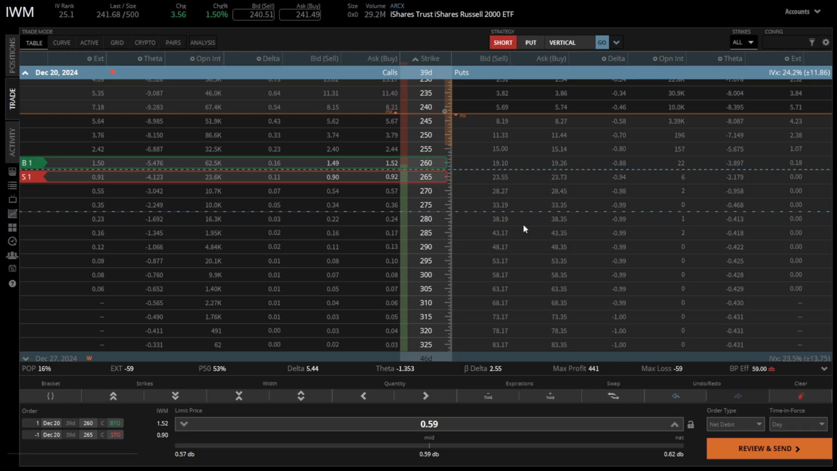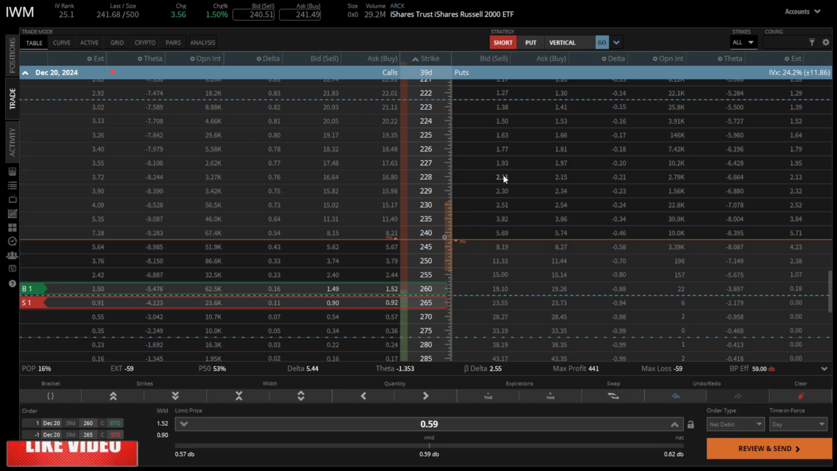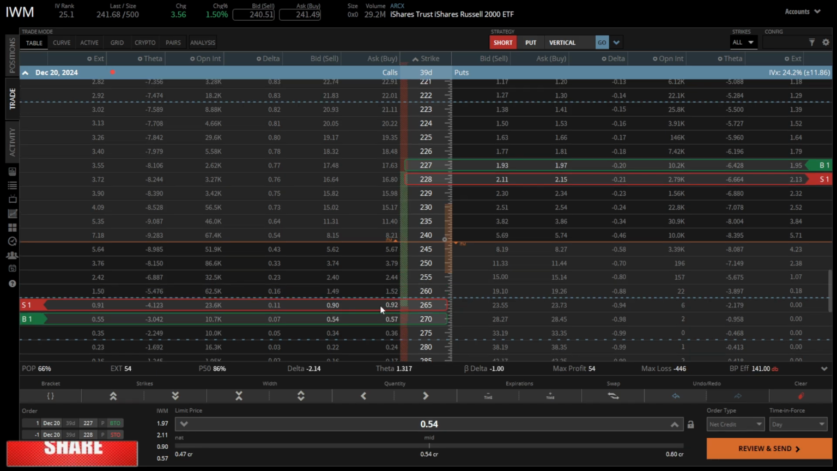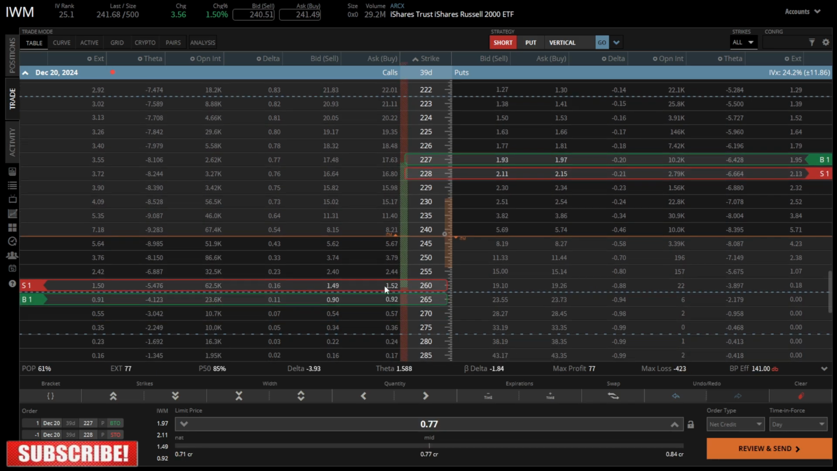Very simple. And of course sometimes what people do is they come here, they sell one here and then buy one here, the other way around here, and they turn this into an iron condor, which is a short put vertical spread plus a short call vertical spread. So you've got two legs here. Okay, and of course it's something like this.